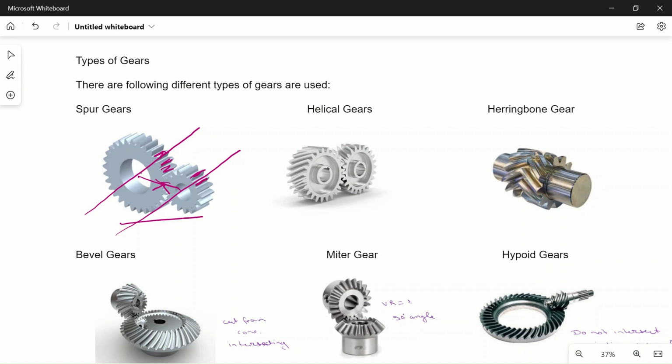So this is the spur gear. They are very economic in design, cheaper as compared to other gears, and they are mostly found in the industry. And here the main feature, you remember, is that teeth are parallel to the shaft and they transfer radial load. No axial thrust is observed in the spur gear.